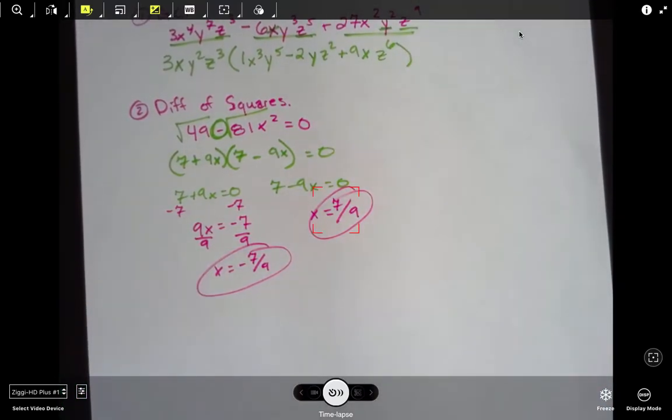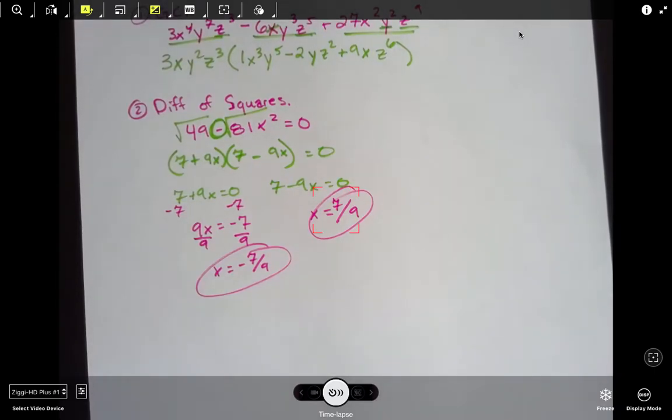So that was a review of greatest common factor, difference of squares. If you feel like you need to write that down, great. That wasn't one of your homework problems. That was just review. Did you do 1 through 12 on your homework assignment? Great. Do you have questions over your homework assignment?